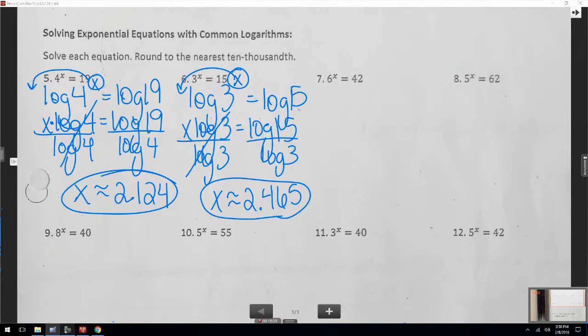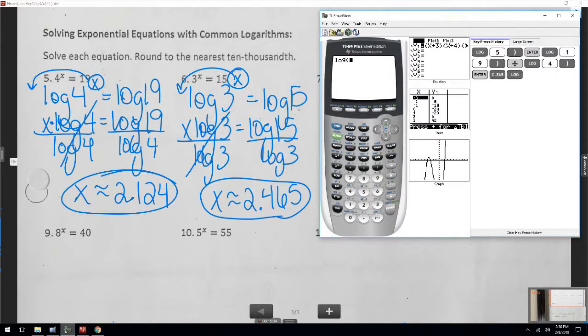Yes, ma'am. How do you figure that out? Run your calculator. Okay, I see. Got it? Got it. All right, 2 more. Here we go. Let's look at 2 more.